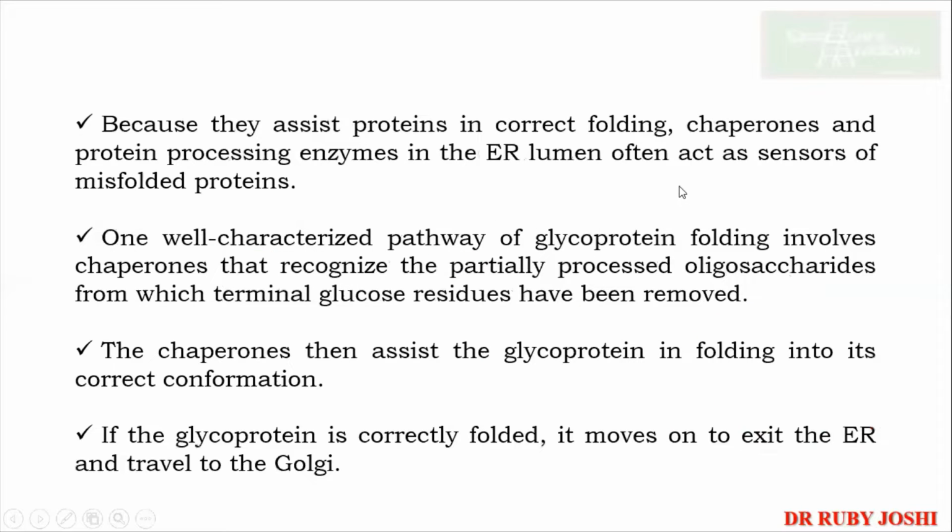Now, because they assist proteins in correct folding, chaperones and protein processing enzymes in the ER lumen often act as sensors of the misfolded proteins. For example, in the previous lecture we talked about BiP proteins, which are nothing but chaperones. They help in the proper folding of the proteins. What chaperones do is help in forming or breaking covalent bonds so that the correct protein is getting folded.